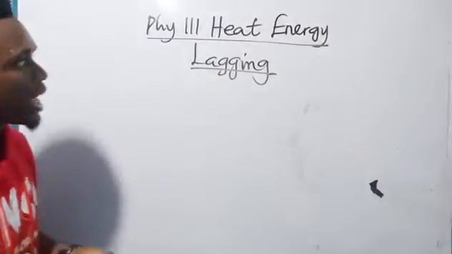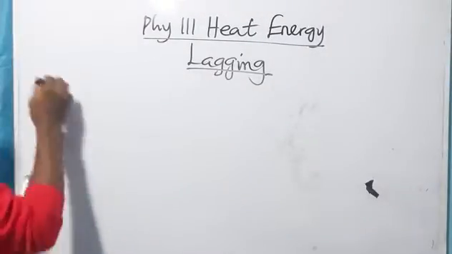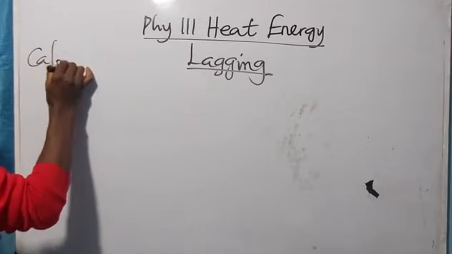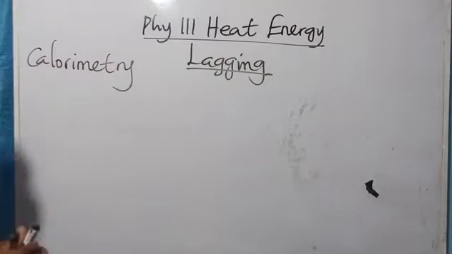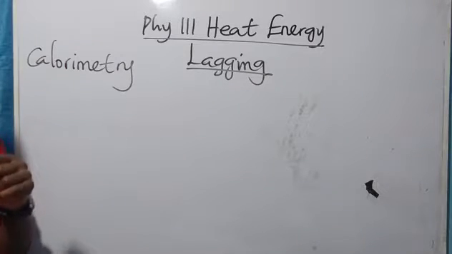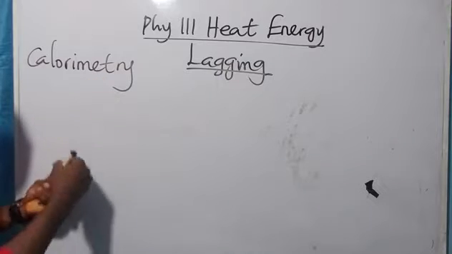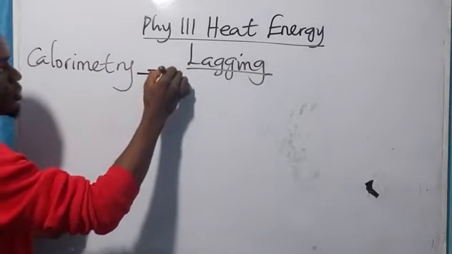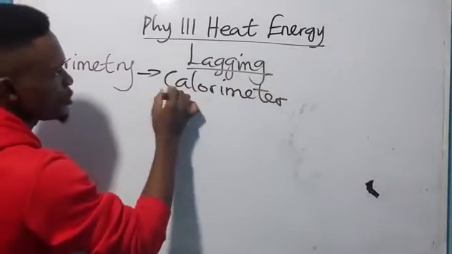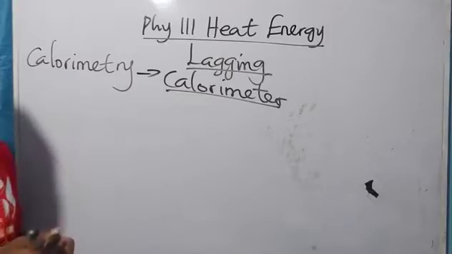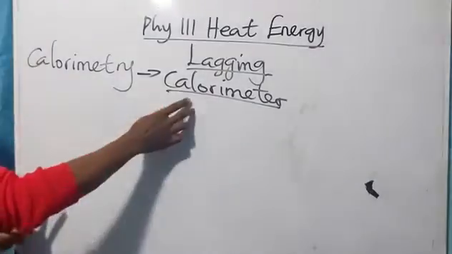Now, the measure of the heat lost by a body is called calorimetry. And calorimetry is under the influence of the calorimeter. A calorimeter is used to measure the amount of heat lost by a substance. Now there are different types of calorimeters.